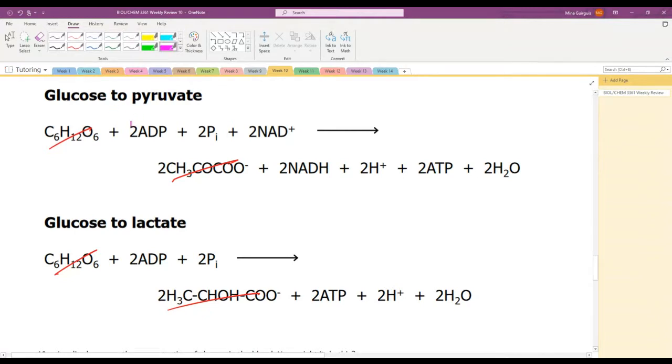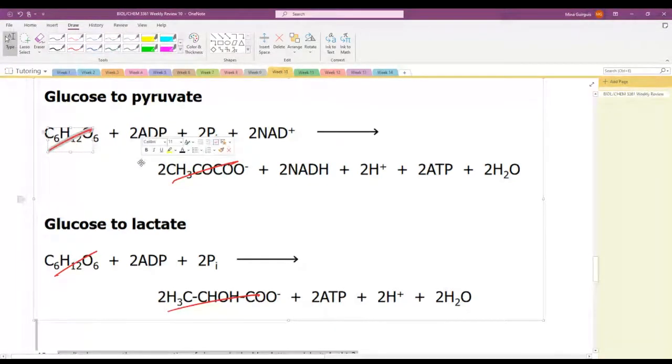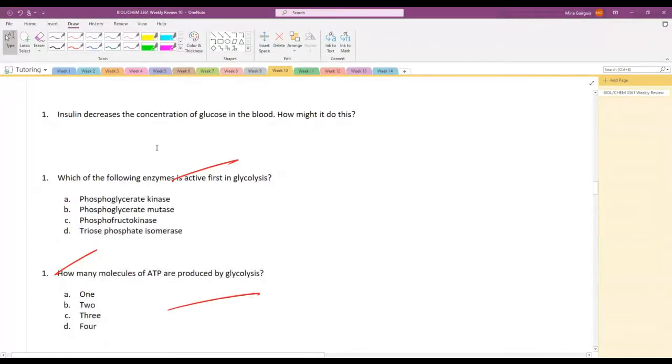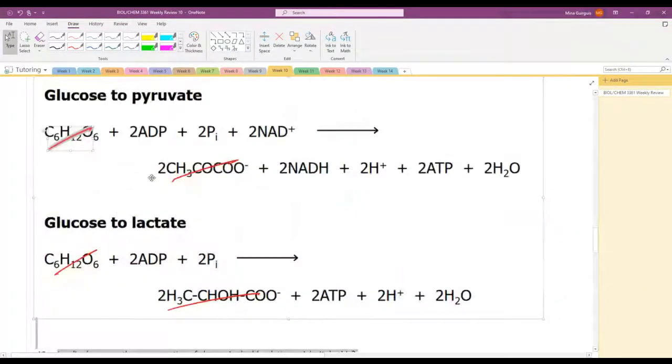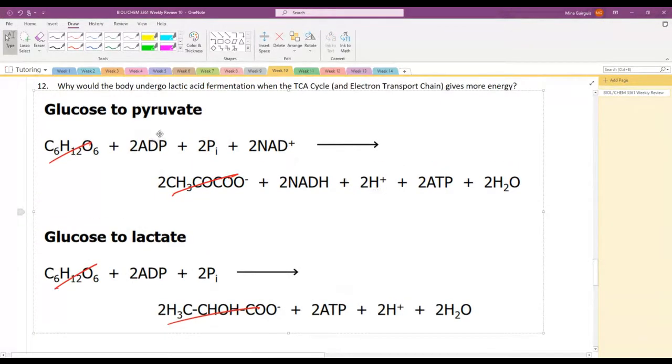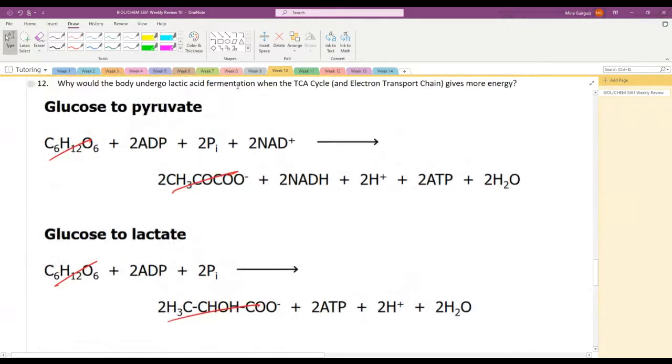Okay. So, oh, by the way, the question that I pulled this, or oh goodness, what just happened? Undo whatever just happened. Don't move anything. Okay, there we go. I apologize. I don't know what caused that, but the question that is being asked here is, why would the body undergo lactic acid fermentation when the TCA cycle and ETC, or electron transport chain, give more energy? Okay. So, once again, we don't care about the organic stuff. That's cool and all, but it's not our focus right now.